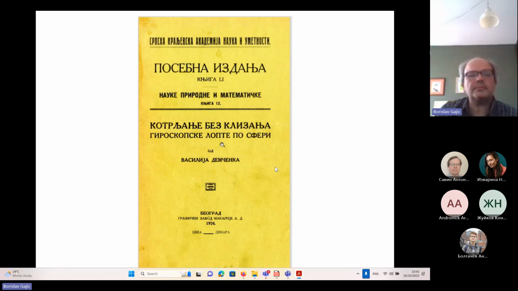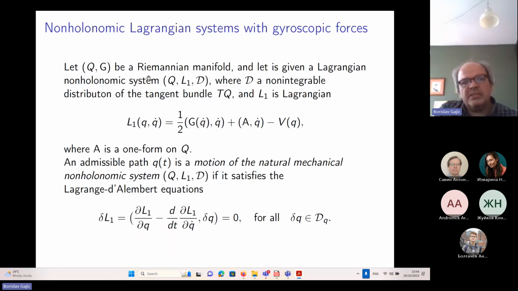Now, our idea is to study a more general framework of non-holonomic systems with the addition of gyroscopic forces. So let us start: we consider non-holonomic Lagrange systems with gyroscopic forces. We have Q, the manifold of configuration space of our mechanical system, and G is a Riemannian manifold given by kinetic energy.